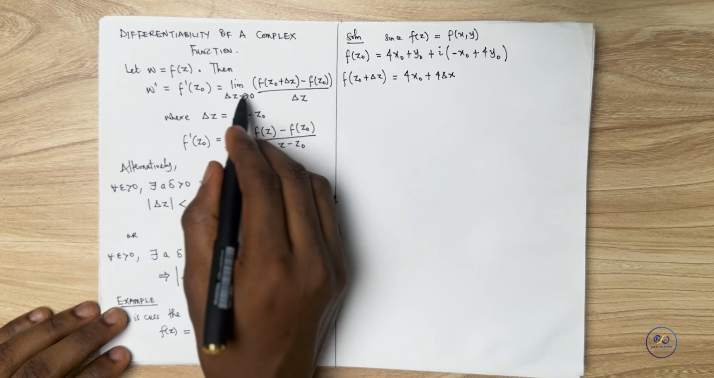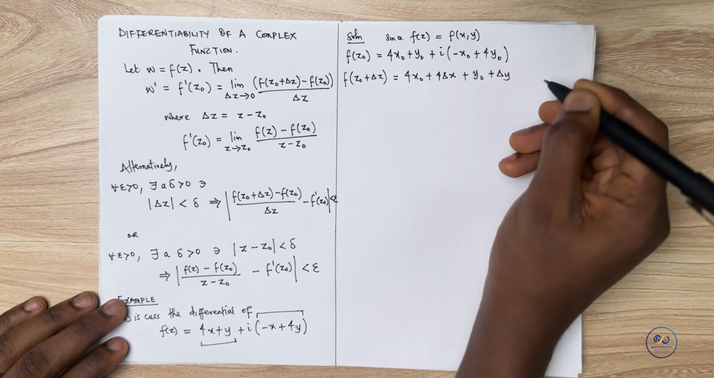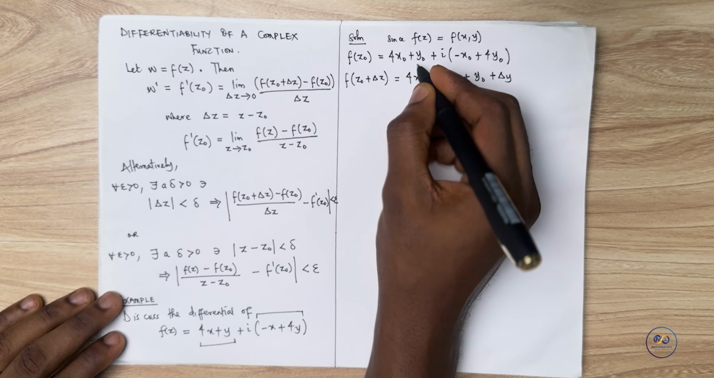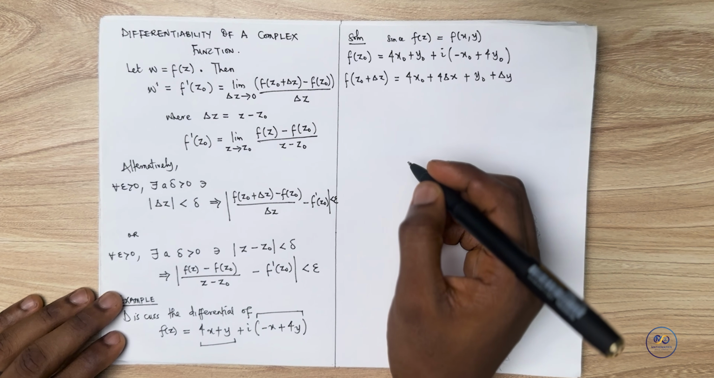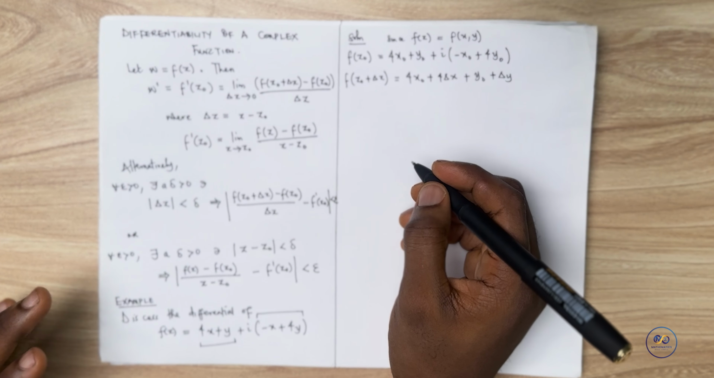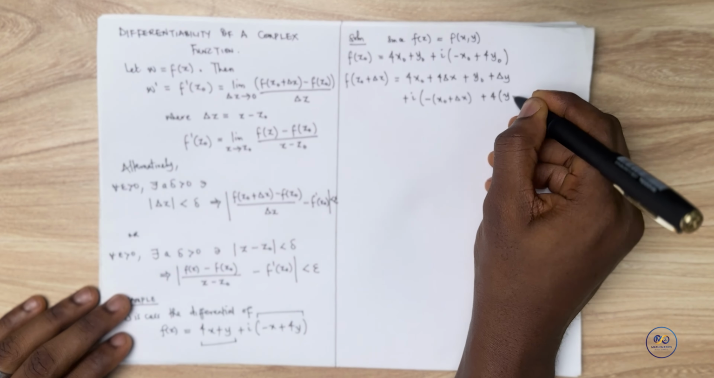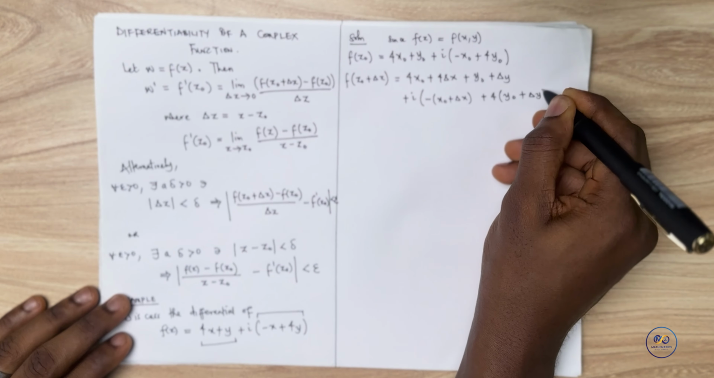And then we have plus y naught plus delta y. In this case, that's changing y. So that works for the real part of the function. And then we evaluate the same thing for the imaginary part of the function as the case is. So we can have that written under as plus i times minus x naught plus delta x plus 4 times y naught plus delta y.